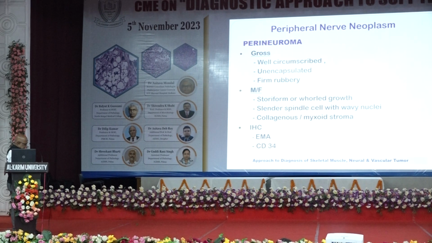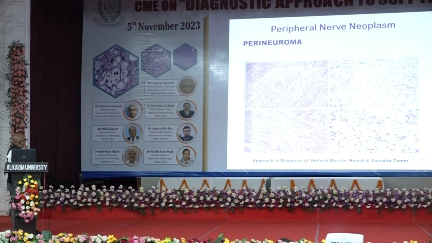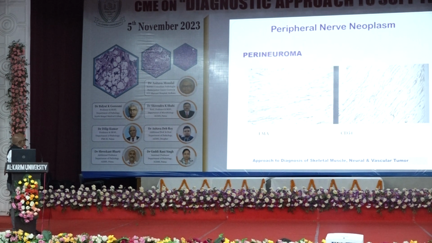I can show in the next slide this microscopy. See this cellularity of the cells, spindle, separate cells. Now see this whorled appearance of the perineurioma, classically around the blood vessels. Here also this collagenous stroma, this waviness of these cells. This is the EMA or CD34 positivity.